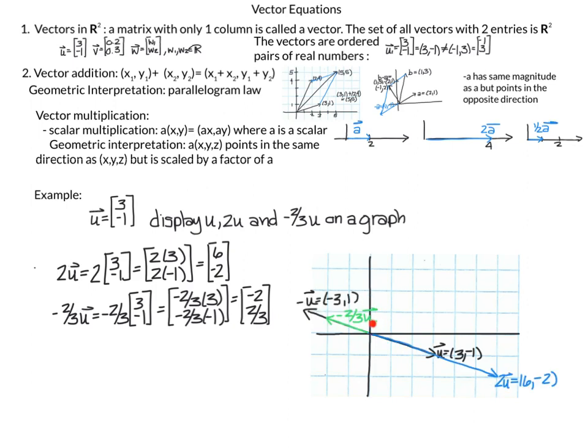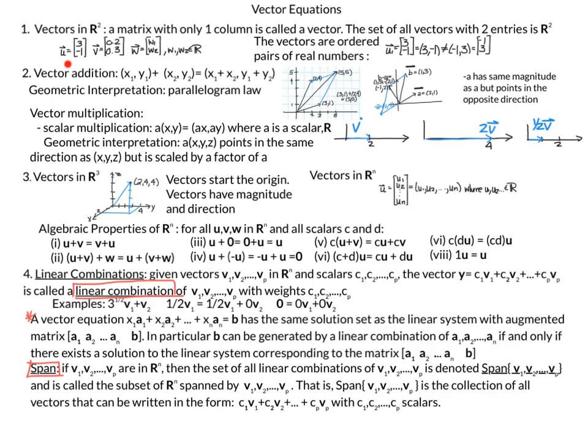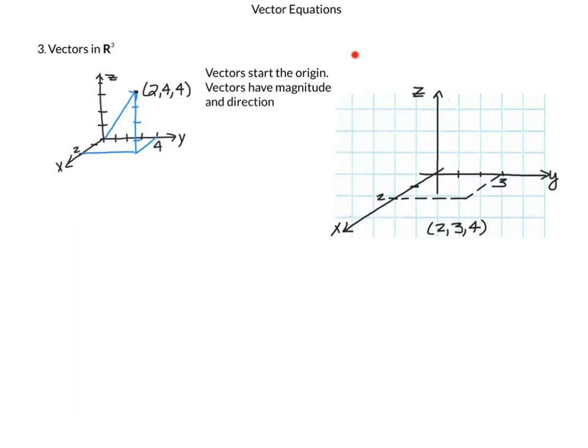I decided to make my negative 2/3 u in green here just so it differentiates from the blue. Now that we've gone over vectors, vector addition, and vector multiplication, we can talk about vectors in R3. Before we go into R3, I just have this statement that vectors start at the origin and they have magnitude and direction. Later, once we have the magnitude and direction of a vector, we can move it around, as we have been doing when we do vector addition.